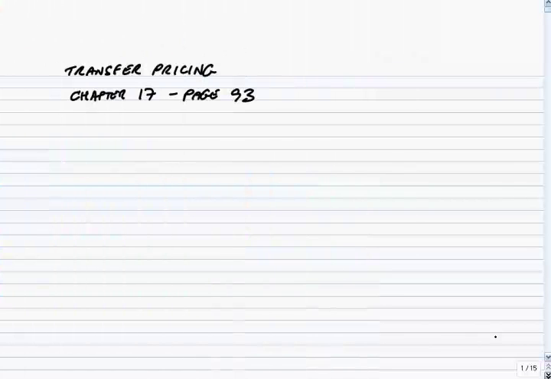This is a lecture on transfer pricing for paper F5, and it's chapter 17 of the course notes, page 93. Now, first of all, let me explain what we mean by transfer pricing, what a transfer price is.